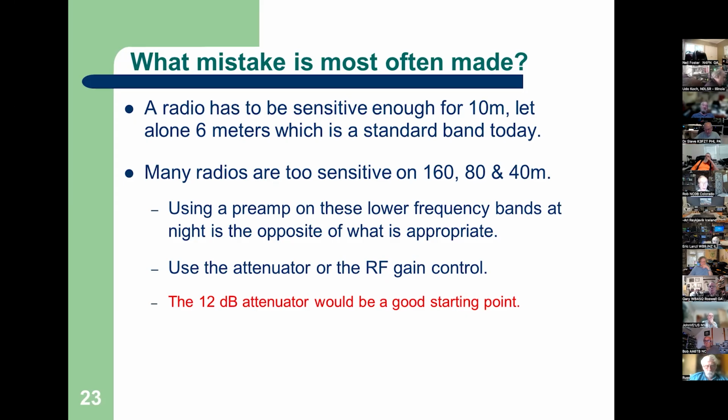They're too sensitive in most cases on 160, 80, and 40. So if you're using a preamp on the lower bands, don't. Use your attenuator, RF gain. I would say for most radios, most of the time on 40, 80, and 160, play around with a 12 dB attenuator at night. No, not necessarily 12 noon, but at night.